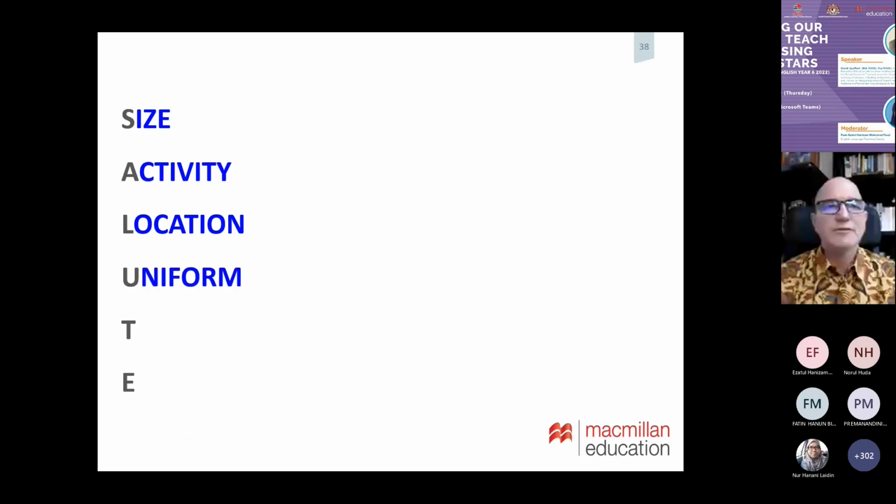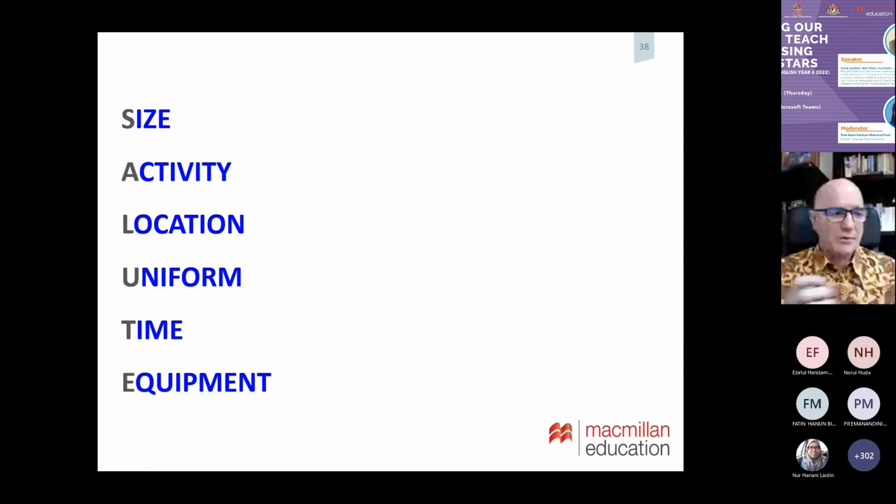U is the uniform. What are the people wearing in the situation? T is the time. When is it happening? And E stands for equipment. What can I see? What else is going on? What other things are in this situation? So by using this acronym, or abbreviation, of SALUTE, we can get a really nice framework for finding out everything we know about an image.